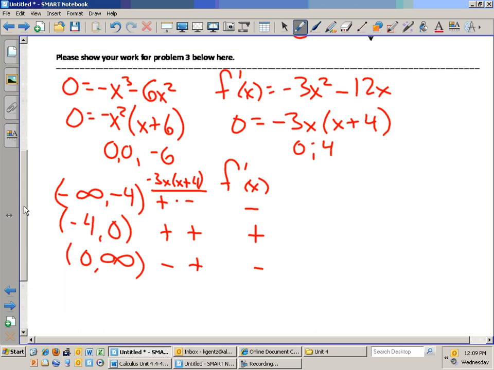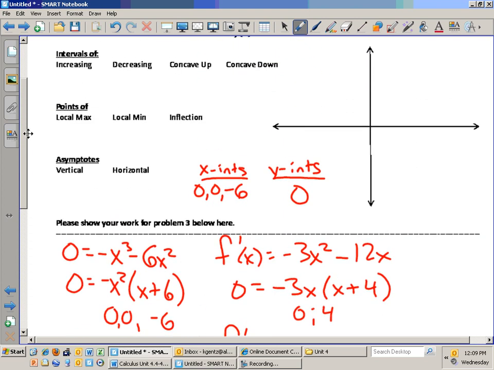So we've got decreasing from negative infinity to negative 4. And then from 0 to infinity, decreasing, and increasing from negative 4 to 0. Awesome.